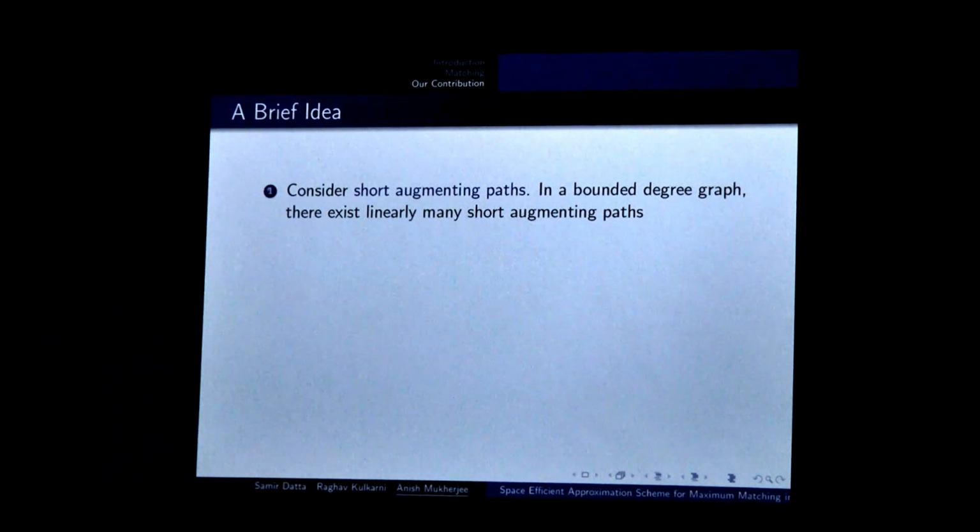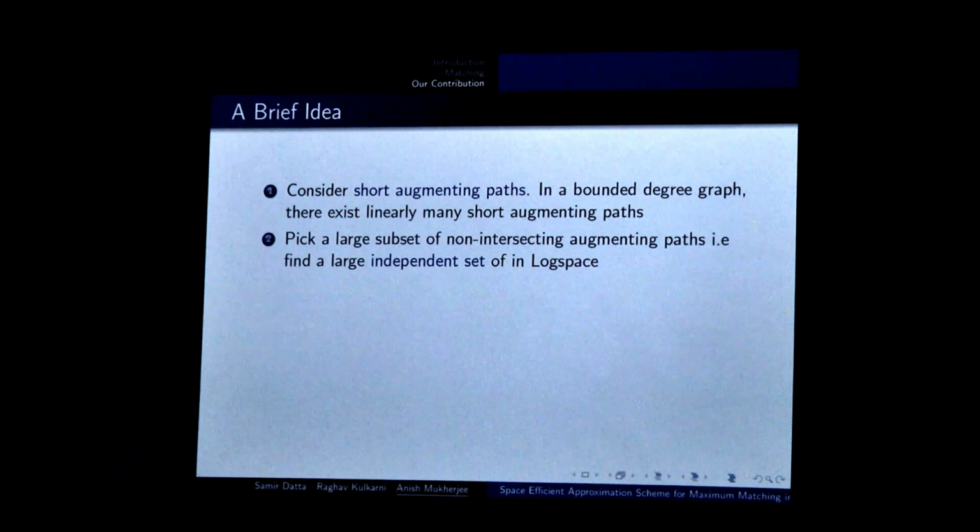So let me go over the very main ideas we use for these two algorithms. Since we are in log space, we cannot store more than constantly many vertices or edges. So what we look at is just small augmenting paths of constant length. And as you said, in the bounded degree graphs, we know there are lots of augmenting paths because it has a linear size matching. The idea is to pick a set of non-intersecting short augmenting paths and augment through them in parallel.